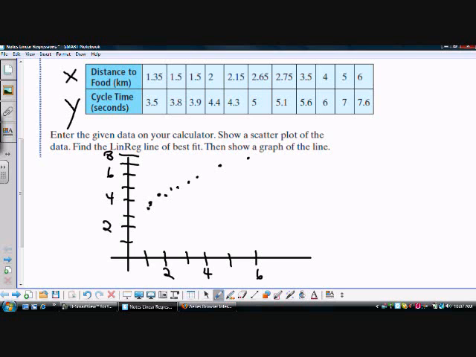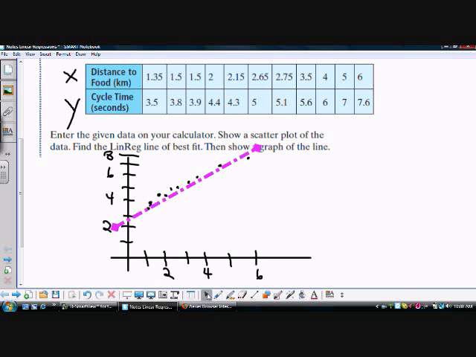I could make a line that fits this scatter plot. I could probably draw a nice little line. Maybe we'll draw a purple line just to make it pretty. And that might be my line of best fit. Might be. Okay? So if you just had no technology and no calculator, wonder how you could find the equation of the line of best fit.